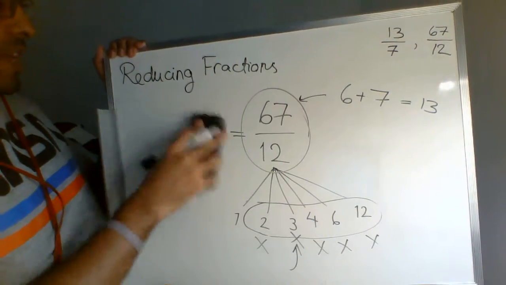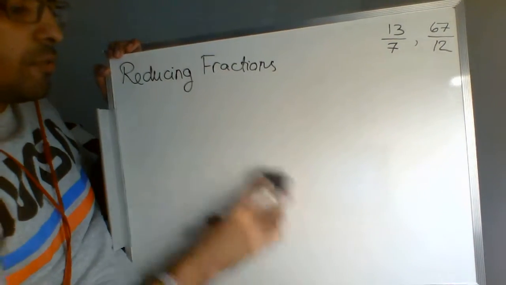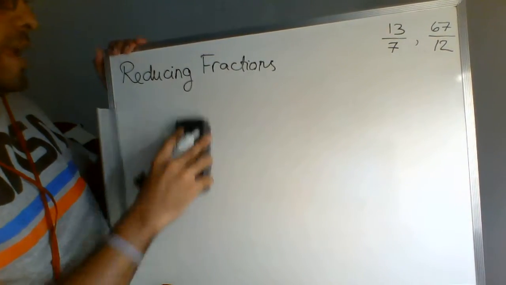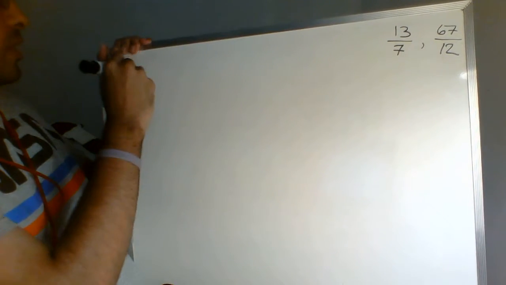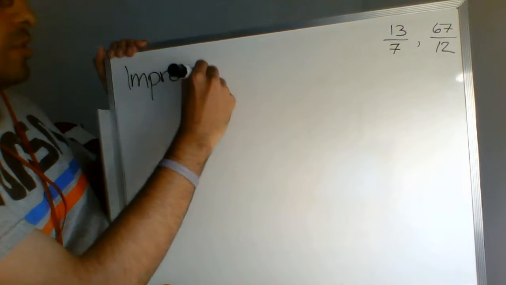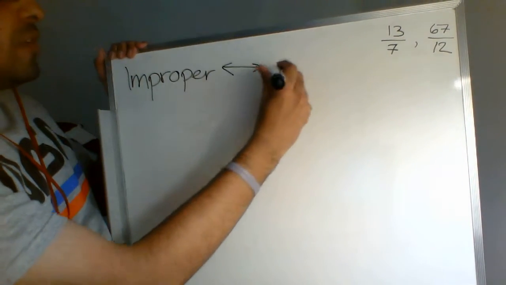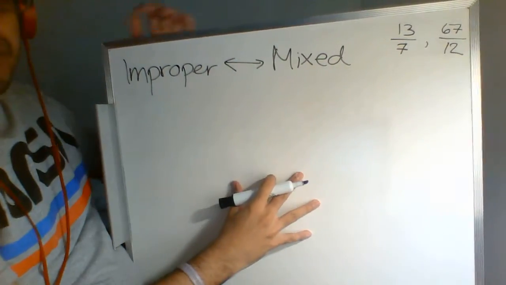So that's just a couple of examples of reducing fractions. The next thing we want to do is go back to that thing with improper and mixed numbers, and we're going to convert them from one form to the other. Sometimes one is more useful than the other, so you should know how to switch between the two.